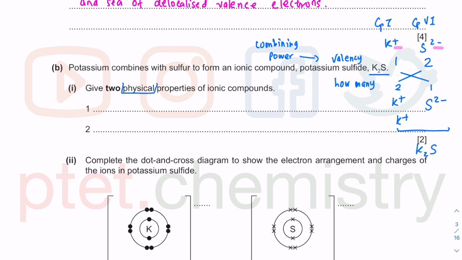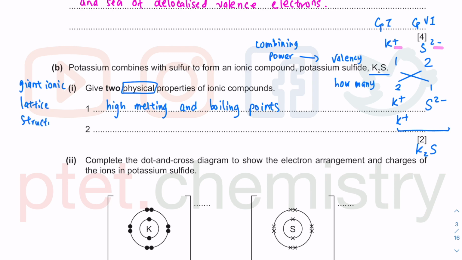This is looking for physical properties of ionic compounds. So very straightforward there from the syllabus: high melting and also boiling points, as you have very strong ionic bonds between these oppositely charged ions in the giant ionic lattice structure. So structure and bonding, you've got to be able to state the structure first, and then you need a very high amount of energy to break the strong ionic bond between the oppositely charged ions. Another physical property would be that it cannot conduct as a solid, but it can conduct when molten. Cannot conduct electricity when solid.